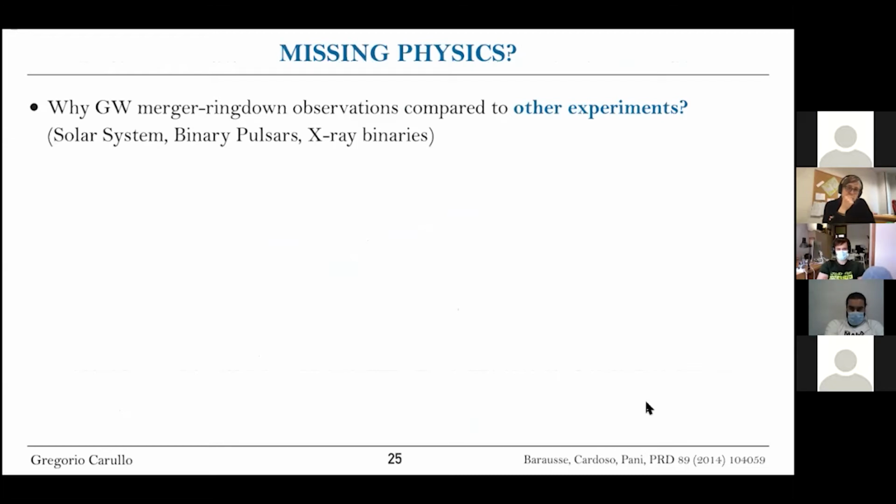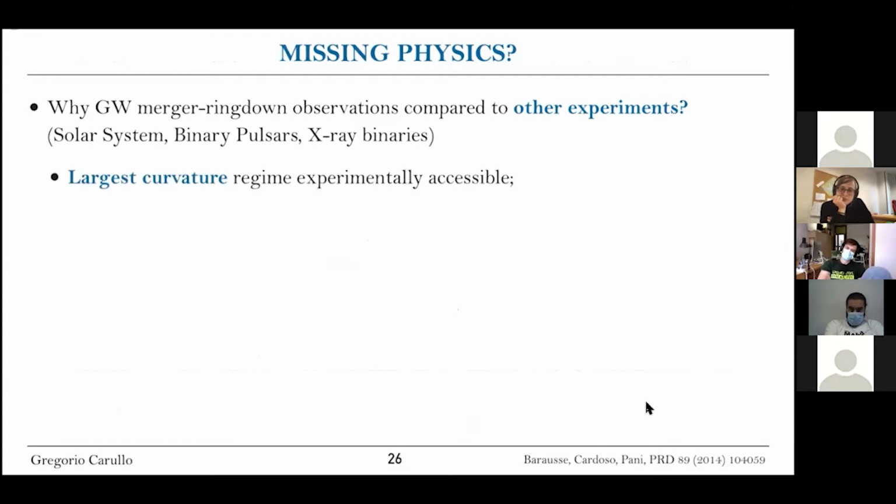And finally, before going on to show you the results which we obtained by analyzing this phase, I want to ask a question: why should we use Ringdown to test gravity? There are a lot of different ways and astronomical systems to test gravity. Why specifically gravitational waves and specifically Ringdown?